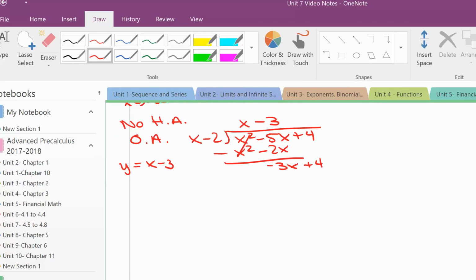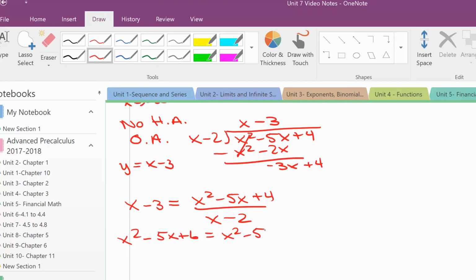Now, oblique asymptotes and horizontal asymptotes can be intersected. In order to figure out if they are, I set the oblique asymptote equal to the function, and then I solve. When you cross multiply here, you get x squared minus 5x plus 6 equals x squared minus 5x plus 4. Notice the terms cancel out and you get 6 equals 4, which is not true. So that means the oblique asymptote is not intersected by the function.